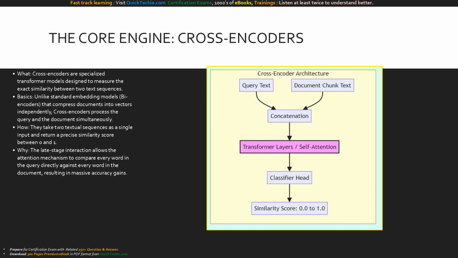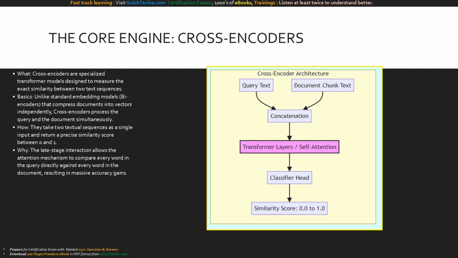These are specialized transformers that take 2 textual sequences, the user's query and a specific document chunk, at the exact same time. Because they are processed together, the transformer self-attention mechanism can compare every single word in the query against every single word in the document chunk. The output is a highly accurate similarity score between 0 and 1. This deep, word-by-word comparison is what unlocks true precision.